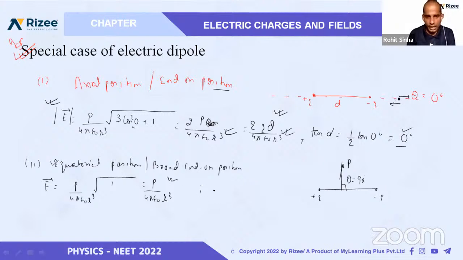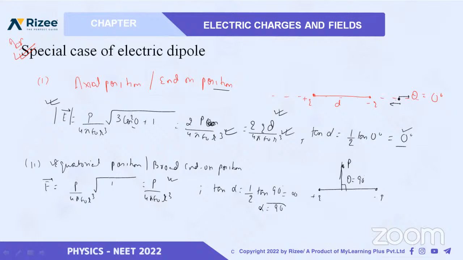And when we are talking about the angle, we will write tan alpha is equal to half of tan theta. Tan theta is tan 90 degrees, and tan 90, I think it is infinity. That means alpha is equal to 90 degrees. Okay. Any problem till now? What it means is that from here the electric field will be in this direction, here at 90 degrees.